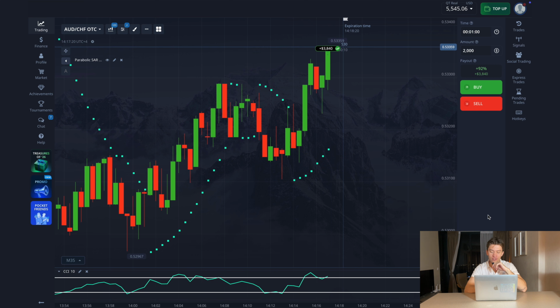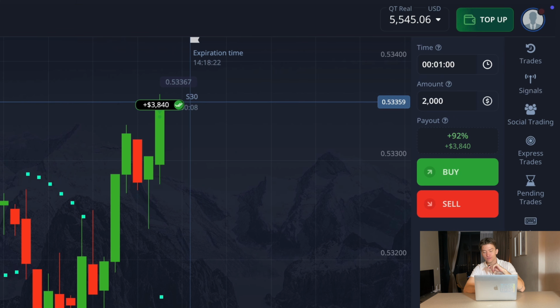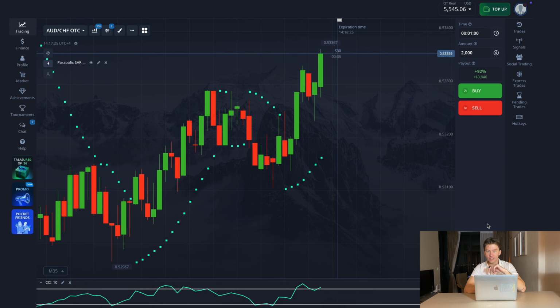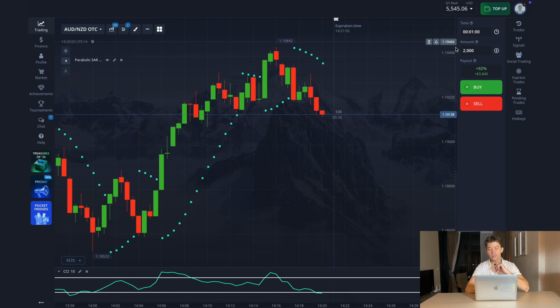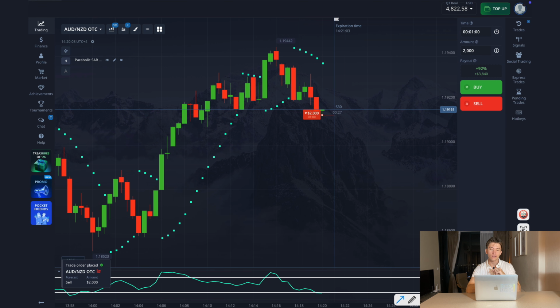The outcome is solid, $1,840 in profit. This streak continues. At the end of the session, the market forms another clear scenario. Timer set to 1 minute. I open a sell trade for $2,000.